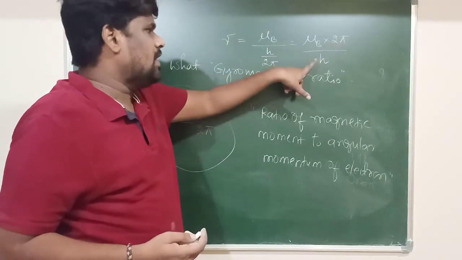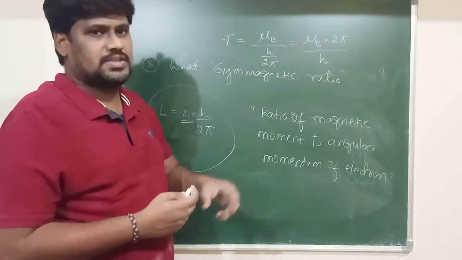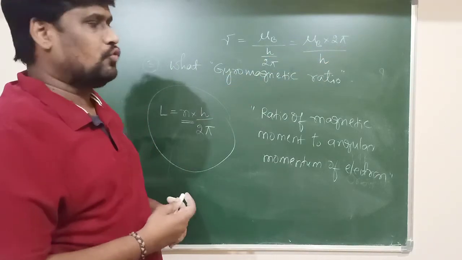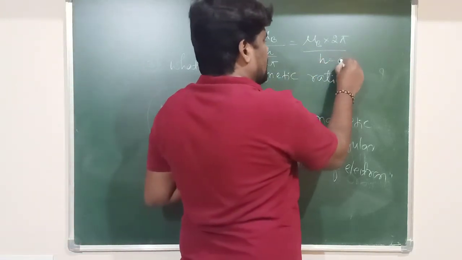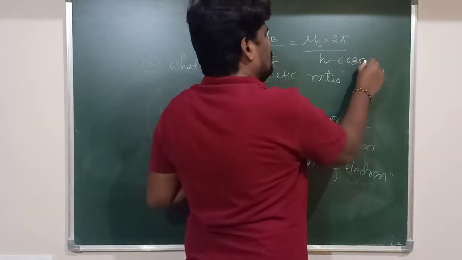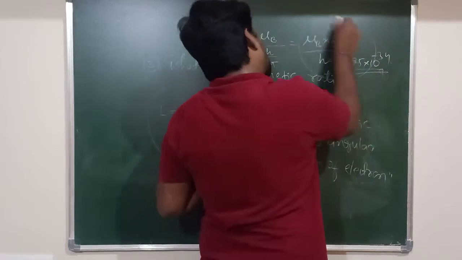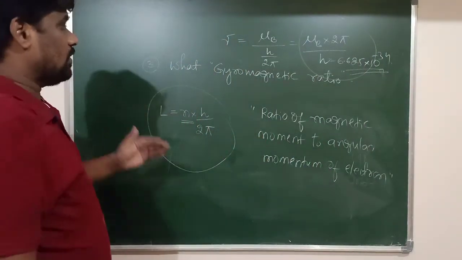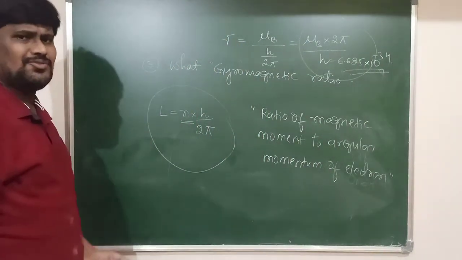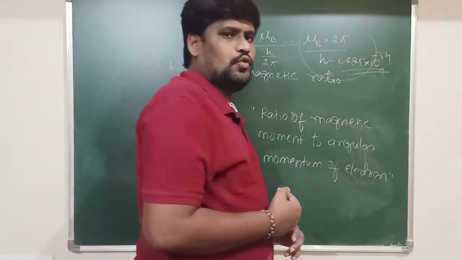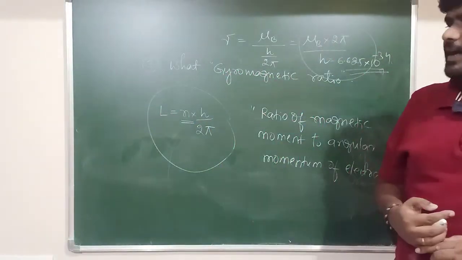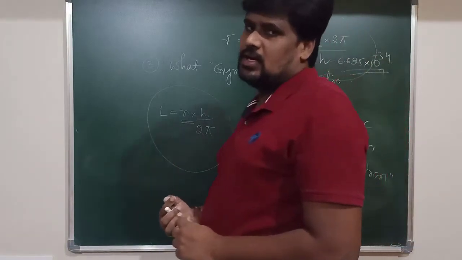Substitute the value of pi and the value of Planck's constant, h. What is the value of h? 6.625 into 10 to the power minus 34. If you substitute and calculate, you will get the value of the gyromagnetic ratio. That's not necessary here. Just focus on the definition. What is the gyromagnetic ratio?